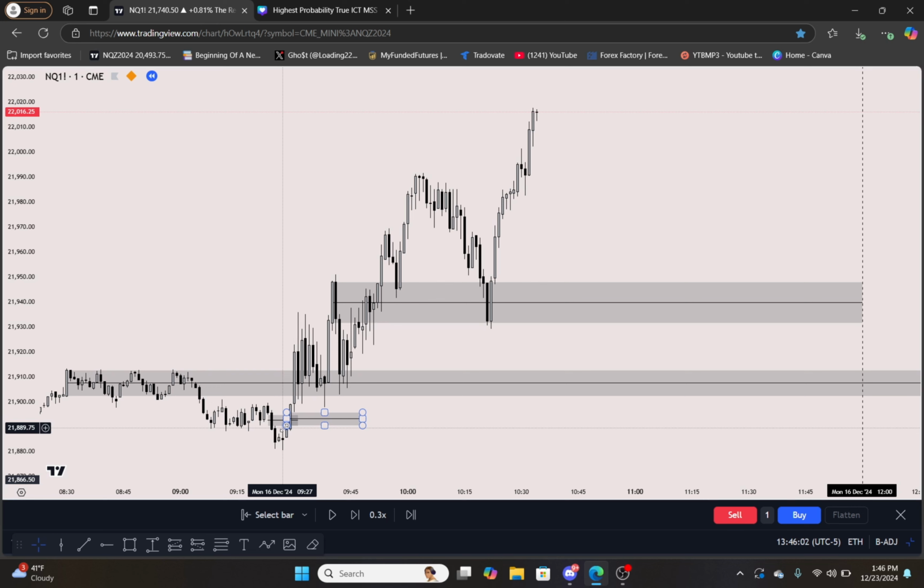Okay. On the higher time frame, you always want to make sure you know whether your higher time frame is bearish or bullish. Okay. Then you want to look on your 15-minute chart and tell yourself, is the higher time frame order flow currently bearish or bullish?